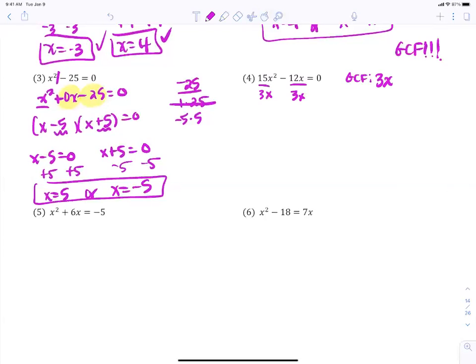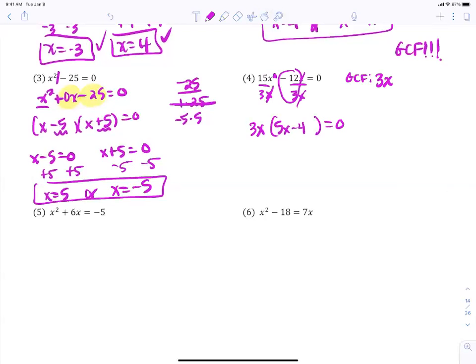The GCF goes on the outside, the leftovers go back on the inside. 15 divided by 3 ends up being 5. It had 2 x's, but you're taking 1 out, so you're left with 1. And over here, negative 12 divided by 3 ends up being a negative 4. And x divided by x cancels, so you are left with 5x minus 4.